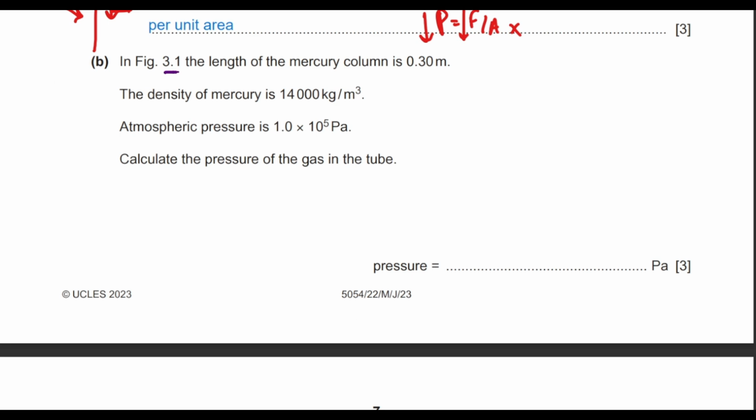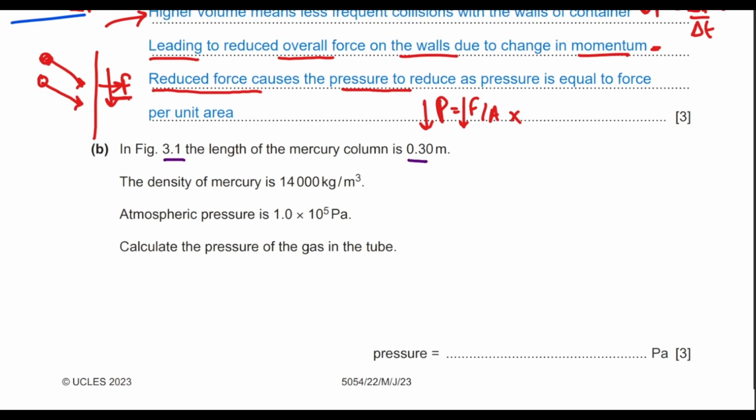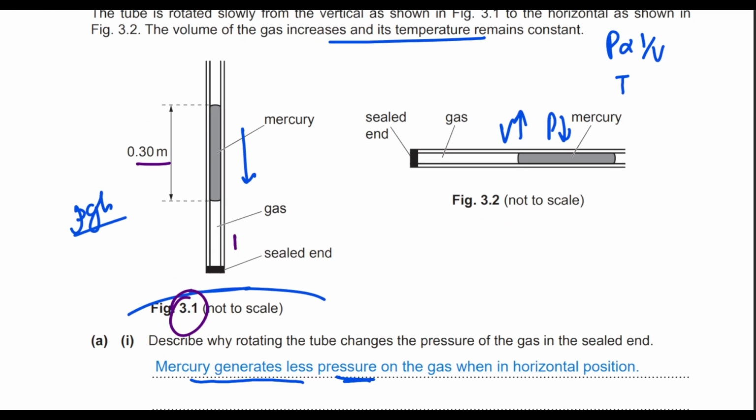It says here in figure 3.1, the length of the column is 0.3. So this is figure 3.1, right? He says that the column is 0.3. How much is the pressure of the gas? Now he says calculate the pressure of the gas in the tube. So we understand that this is the gas pressure that is over here.